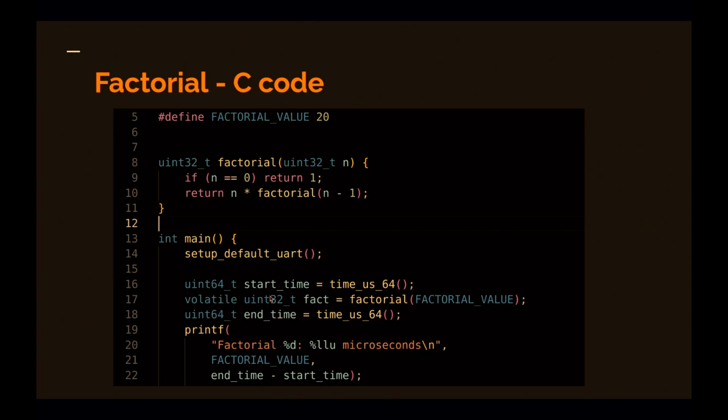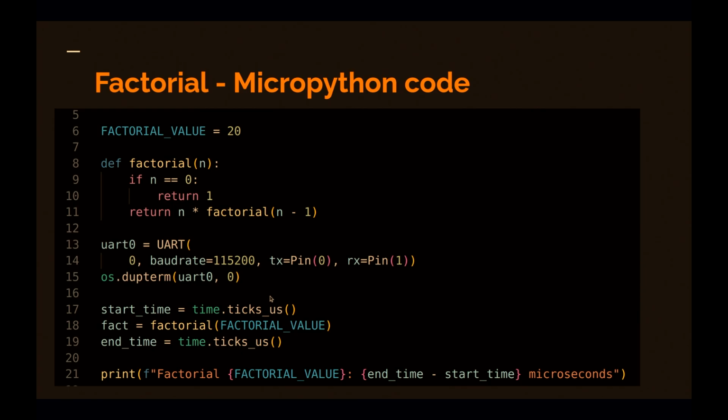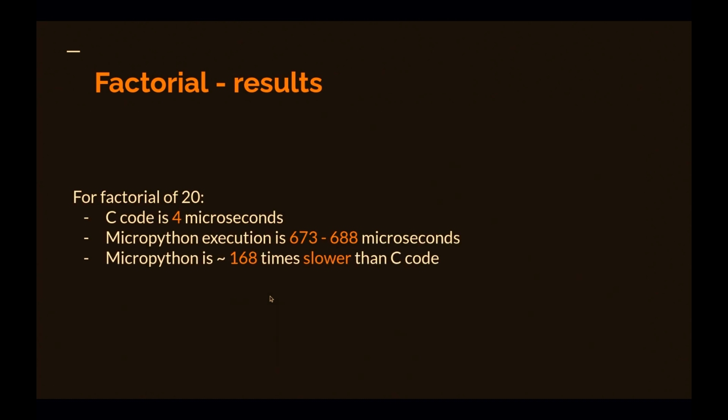So here is the C code. Here is the MicroPython code. The factorial is calculated from 0 to 20. Here are the results. The difference in execution time is 168 times. So MicroPython is 168 times slower than C, and the timings for MicroPython are distributed a little bit more. That's true not only for this example, but for all the examples.